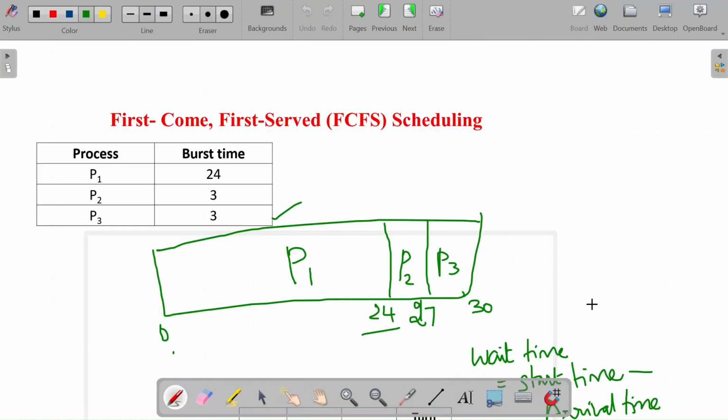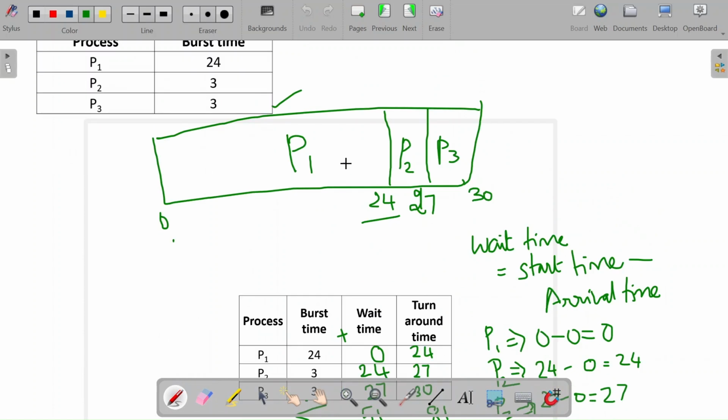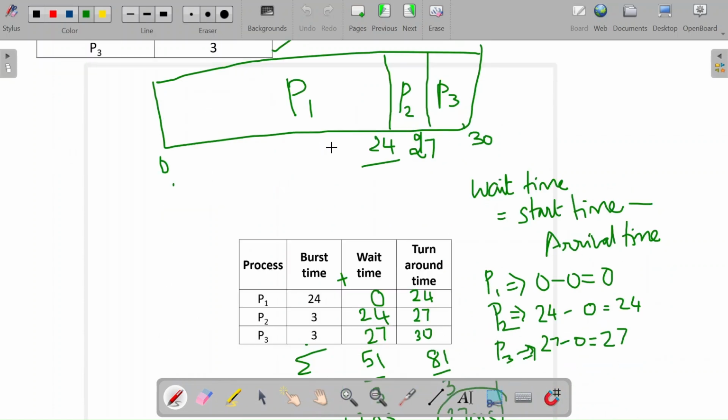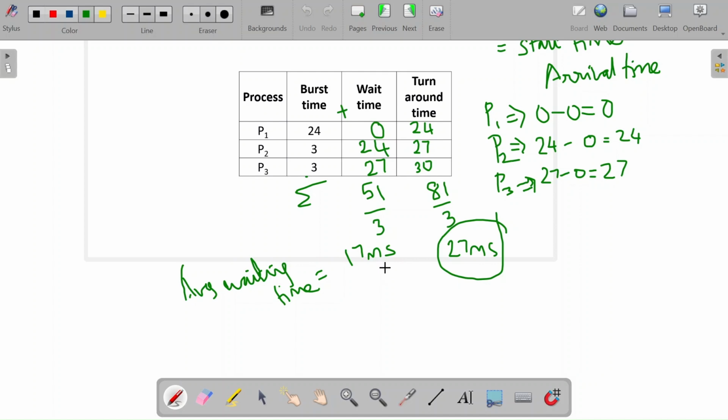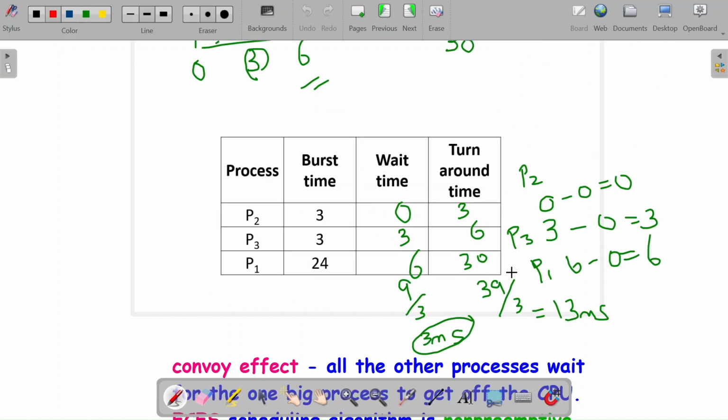Now look at the previous case, when the longer process P1 occupied the CPU first: I had an average wait time of 17 milliseconds and an average turnaround of 27 milliseconds. Now, with the same burst times, no process changed its execution time, but the average wait time is only 3 milliseconds. So the order of arrival matters the most.